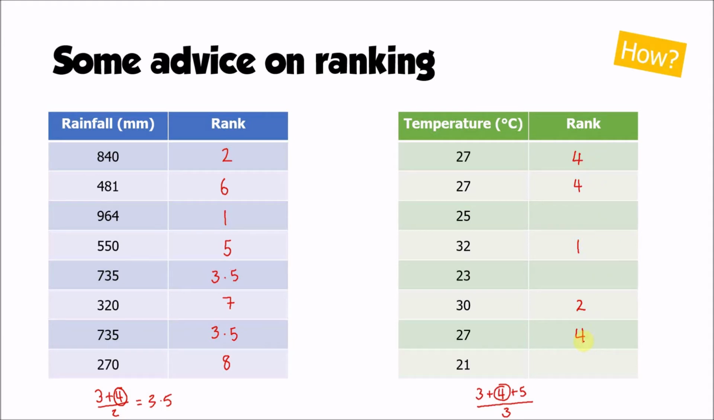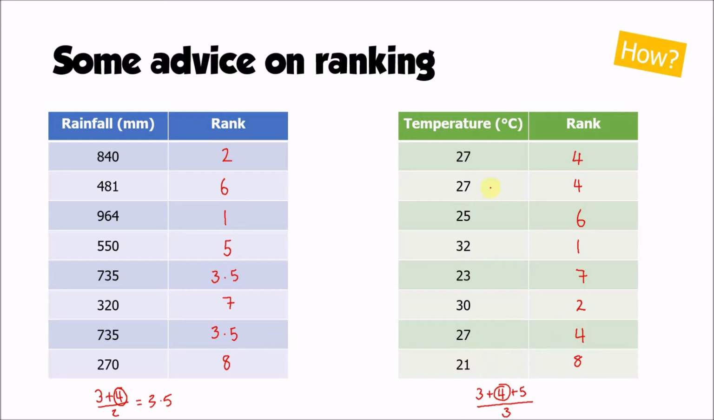The next value is 25, which I'm going to rank as 6, okay, because I've used 3, 4 and 5 in this calculation. I can then finish that off by ranking that one 7 and that one 8. Well done if you managed to get those in the right order. So that explains there how we go about giving this mean rank.